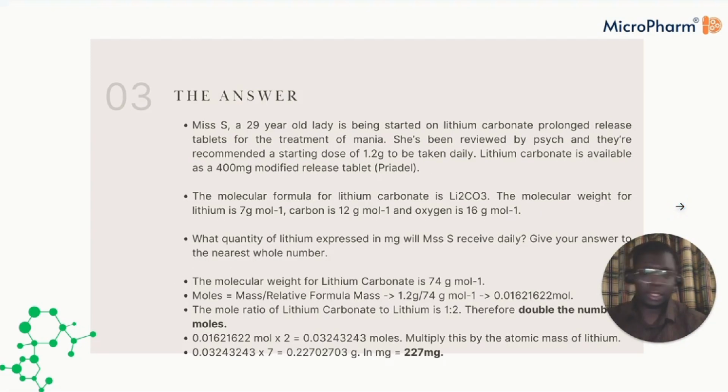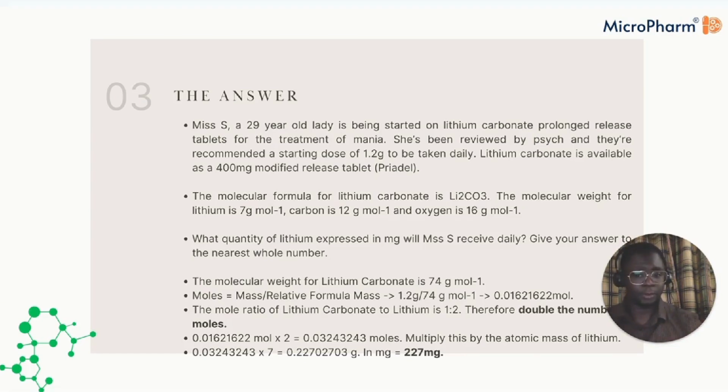So the first thing that I would probably do here is calculate the molecular weight for lithium carbonate. I calculated that to be 74 grams per mole because I've got Li2, so that's going to be 14, 7 times 2. Carbon is 12, and then I've got 3 lots of oxygen, so that's 48. So 48 from the oxygen plus the 12 from the carbon gives me 60, and then 60 plus the 14 from the lithium gives me 74. So the molecular weight for lithium carbonate is 74 grams per mole.